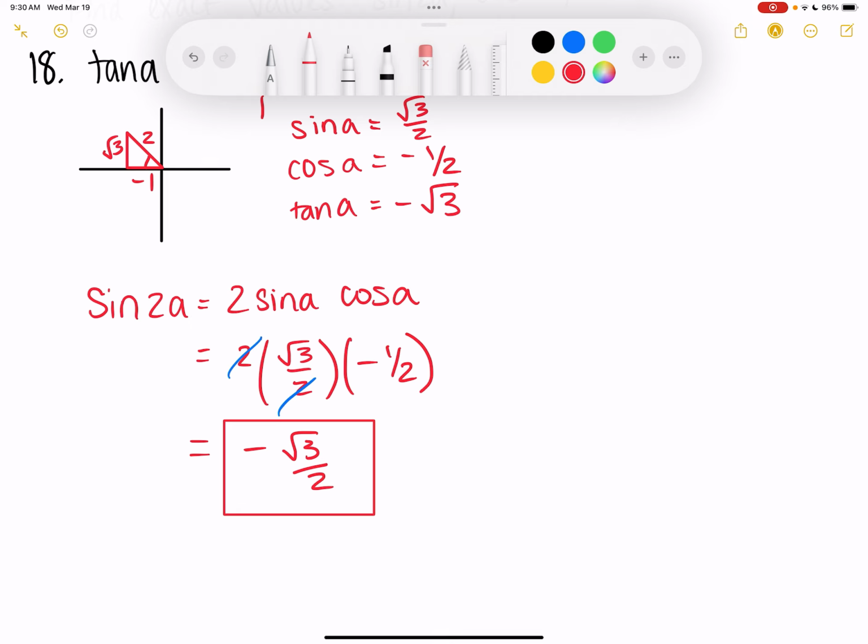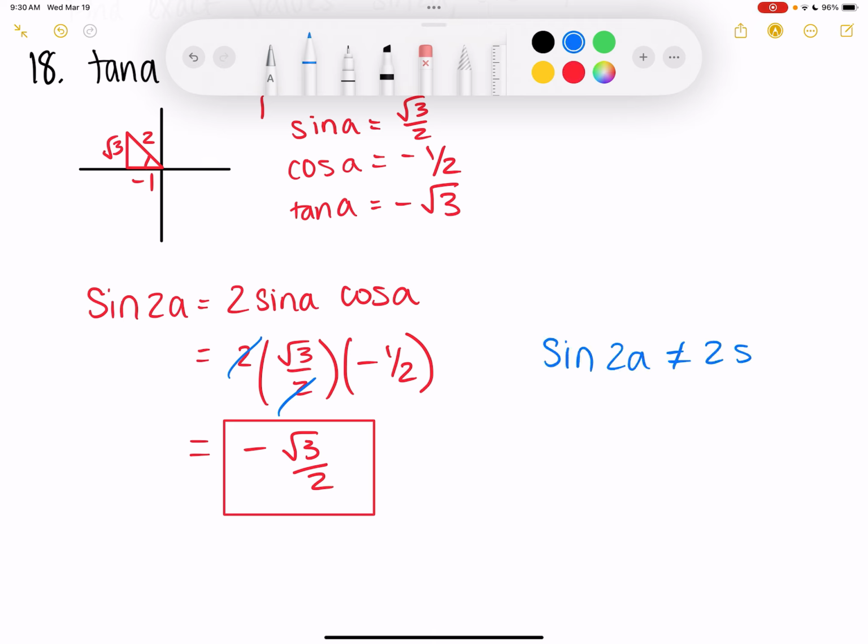Because that's not how the sine works. We don't know what the sine of 2A is, because 2 times the sine of A is not the same thing as the sine of 2 times A. I feel like it should be. Well, it's not. It just changes the angle.